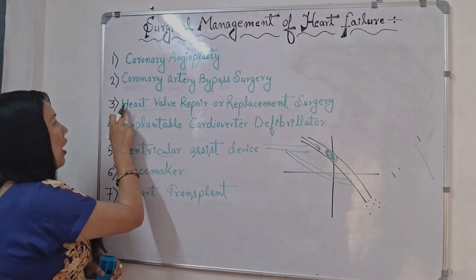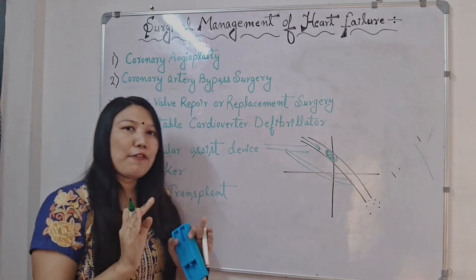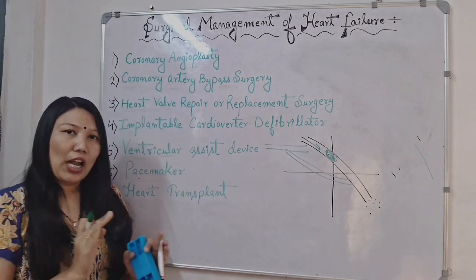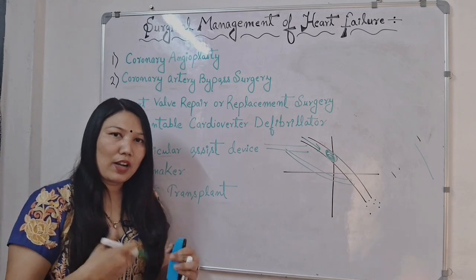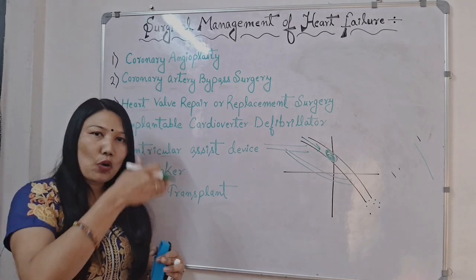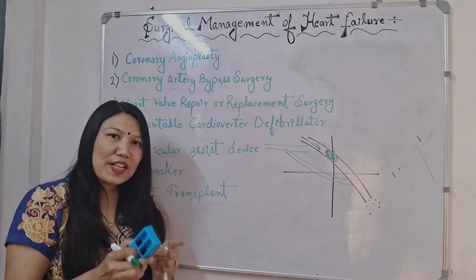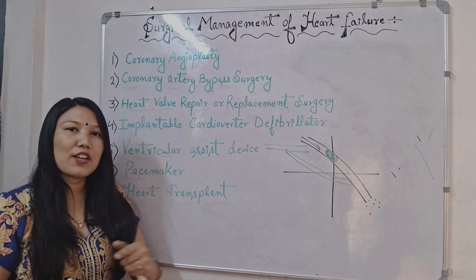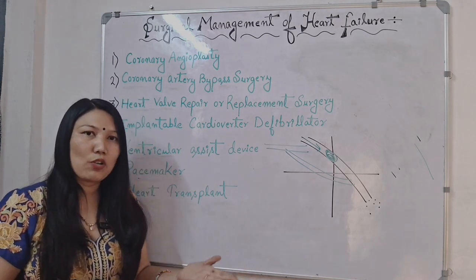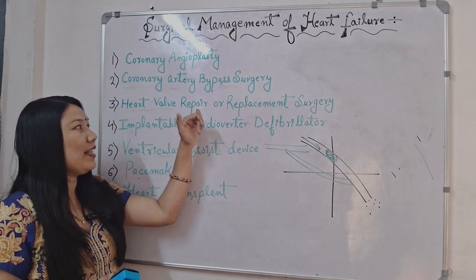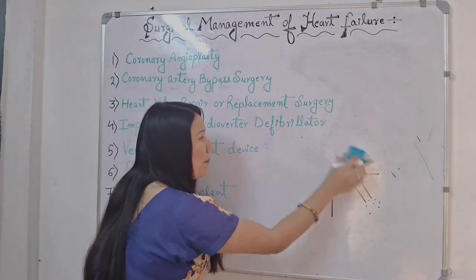Next surgery, heart valve repair or replacement surgery. We all know that there are four valves in the heart: aortic valve, pulmonary valve, mitral valve. The function of the valve is to make the blood flow in one direction. If there is narrowness or stiffness in the valve of the patient, the surgeon will try to repair that valve. If repairing is not possible, then the surgeon will replace the valve completely.